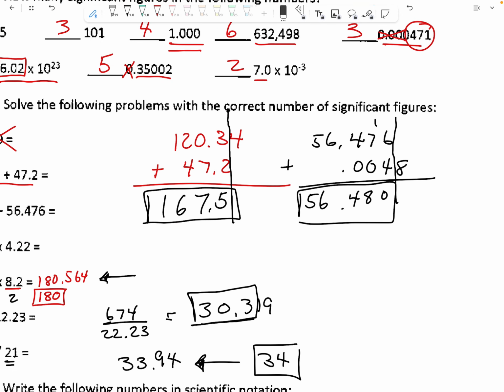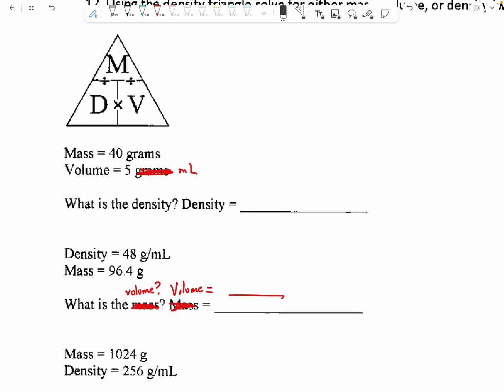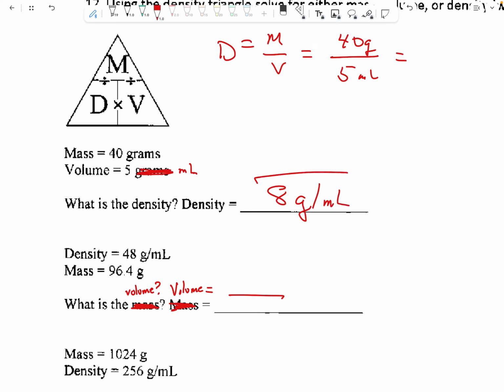Now, last stuff we're going to talk about is the density calculation stuff. Where is it? There it is. So density equals mass divided by volume. You can use this density triangle if you draw it on your test tomorrow. So for the first one, we have a 40-gram mass, and our volume is 5 milliliters. 40 divided by 5 is 8. That means 8 grams per milliliter. Those are the units for anything in density.